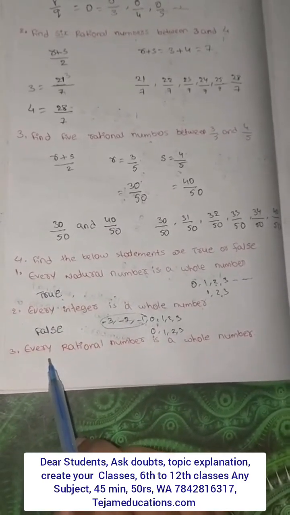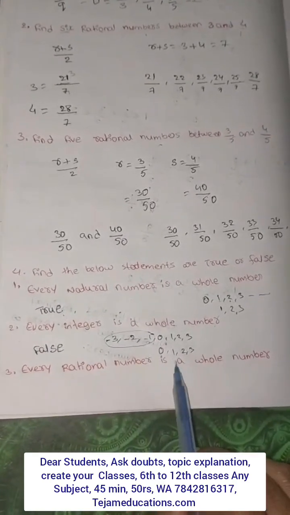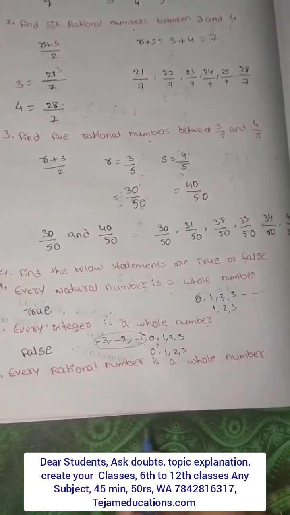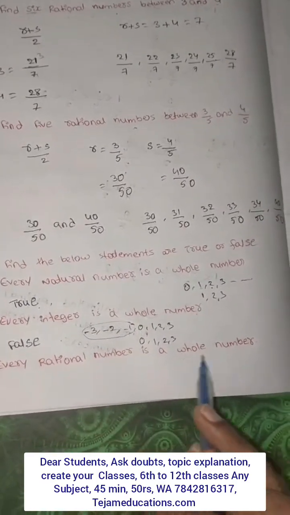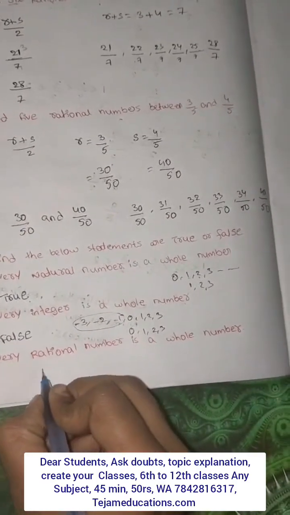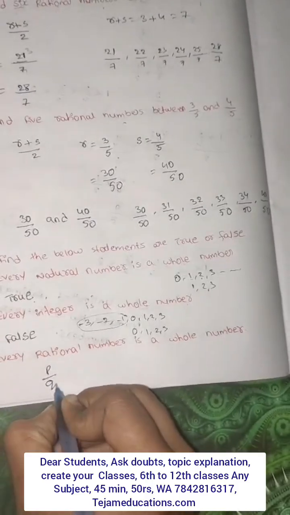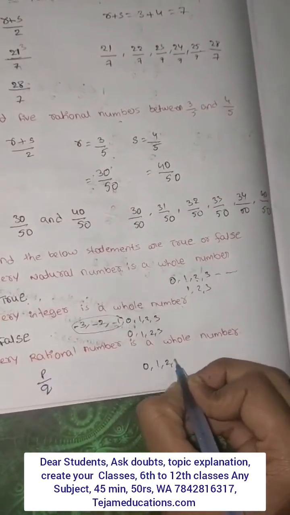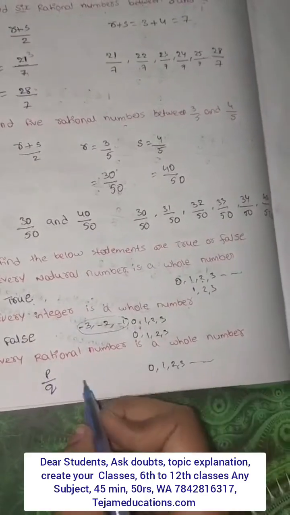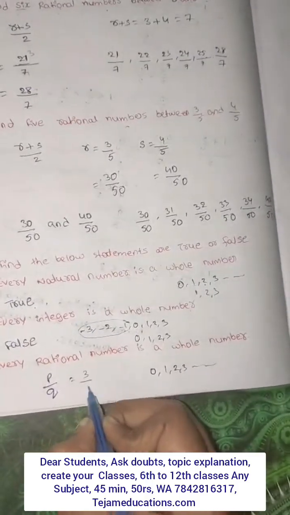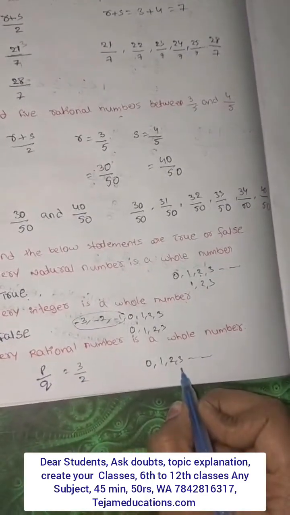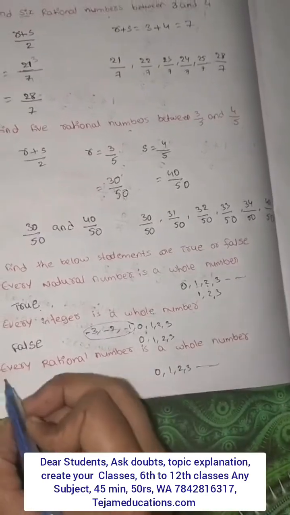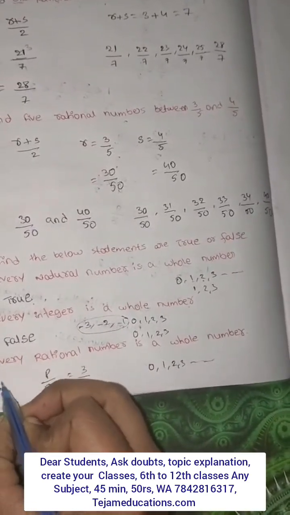Next statement: every rational number is a whole number. A rational number is in the form p by q. Whole numbers start from 0 and so on. If we take 3 by 2, is it a whole number? No. So that's why it is false.